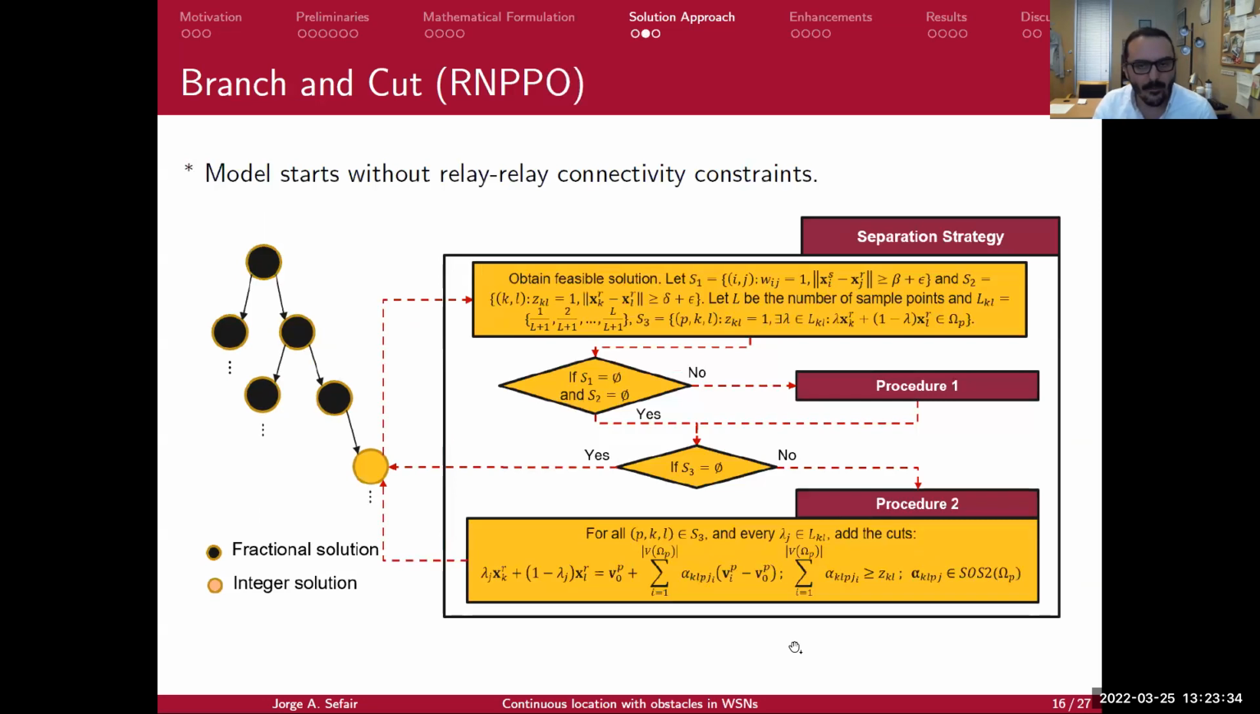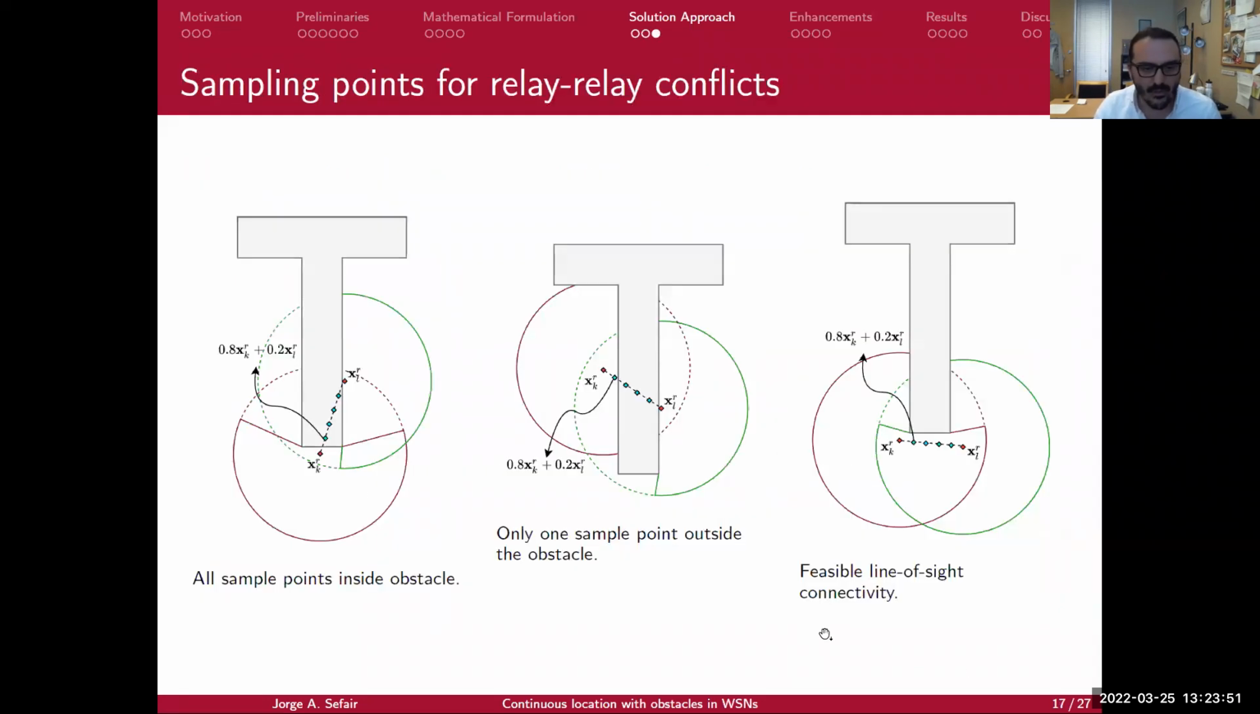The second thing we do in the branch and cut is check for violation of the relay connectivity or the line of sight. And then what we do is we sample points in between on that line when two relays communicate and they overlap with an object that is solid. So this is the technical part. Here's more in a schematic way. In this example, I have two relays located. I know that the line overlaps with the object, and I will take a sample of points on that line.